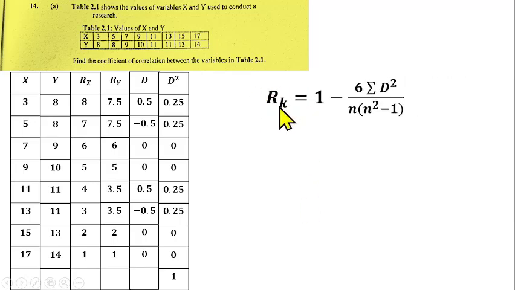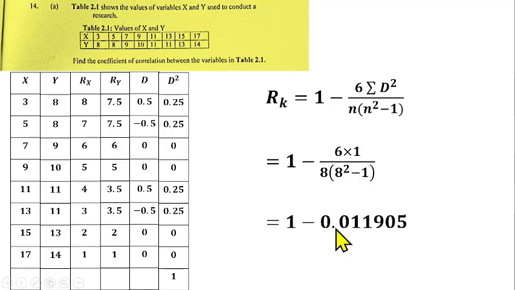So the correlation coefficient using Spearman rank is 1 minus 6 multiplied by the summation of d squared over n times n squared minus 1. If you substitute the values, we have 1 minus 6 times the summation of d squared, which is 1, over n, which is 8 data here. So for x and y, we have 8 data. We have 8 times 8 squared minus 1. If you simplify that, you have 0.011905. Subtracting, we have 0.9881.